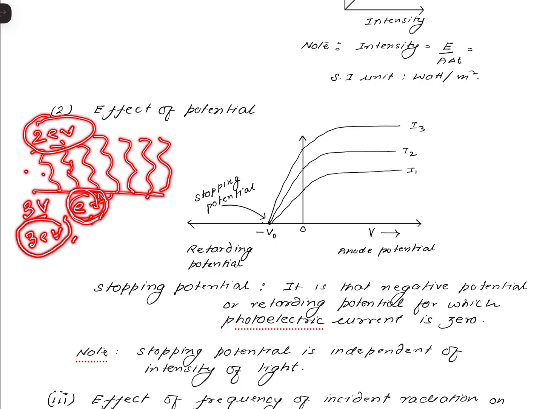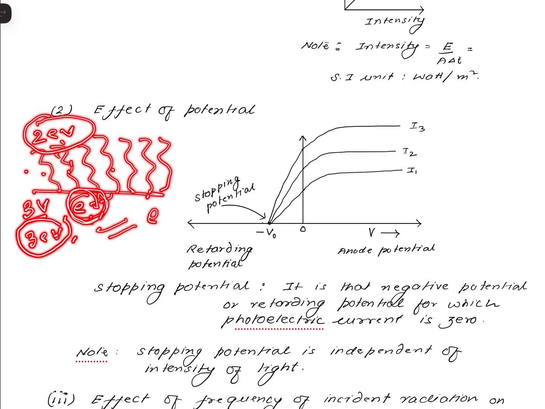Because increasing the intensity just means increasing the number of photons. That does not increase the energy of a photon. So the electron will receive the same energy as before, even though we have increased the intensity. Right? So this is clear.